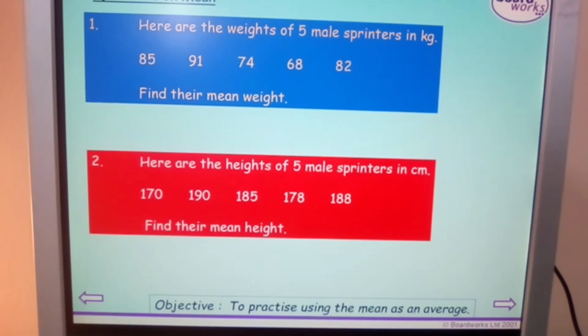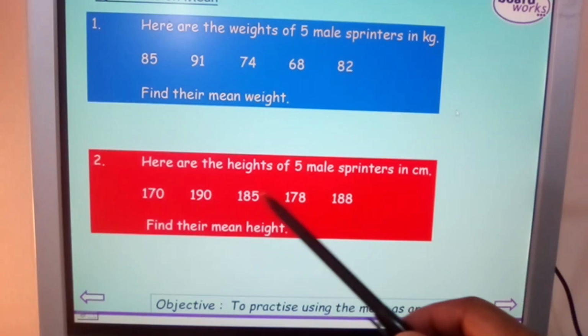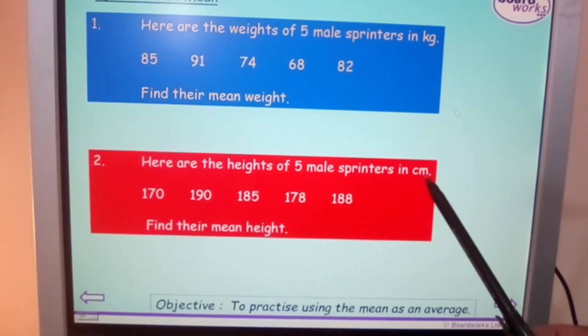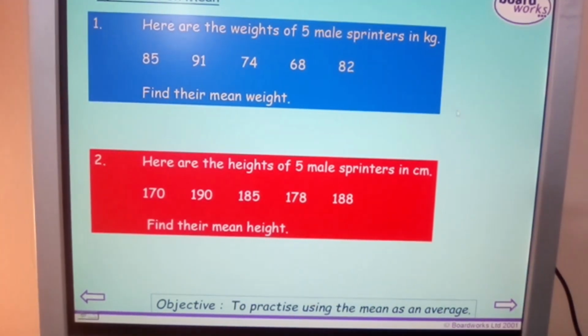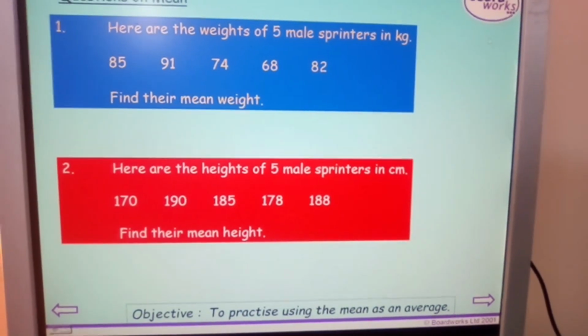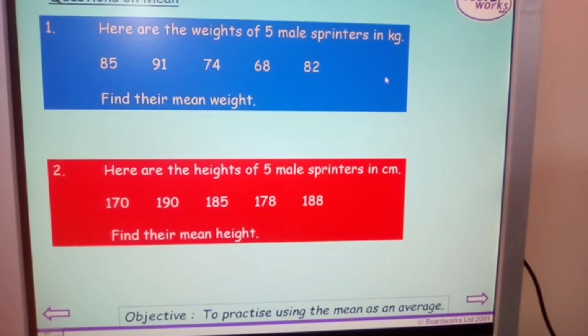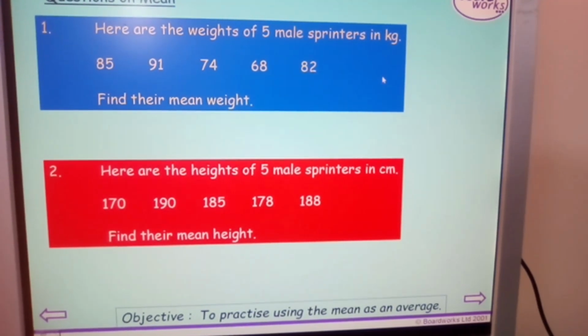Questions on mean. Here are the weights of 5 male sprinters in kilograms. Find their mean. Here are the heights of 5 male sprinters in centimeters. Find their mean height. Let me give you a moment to do that for yourself, based on the example I've just given you.